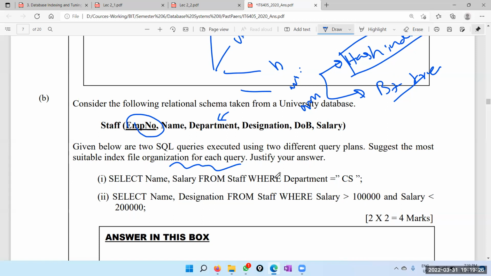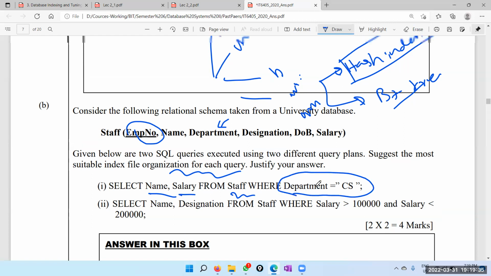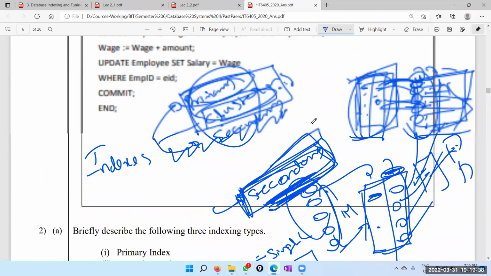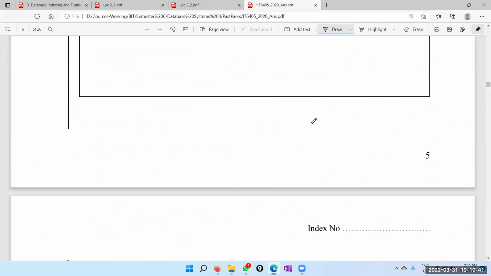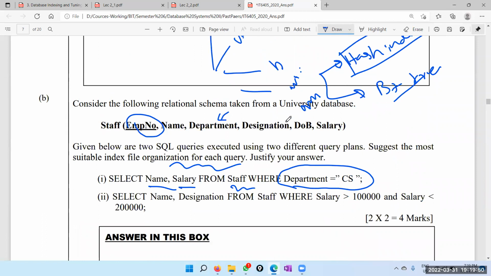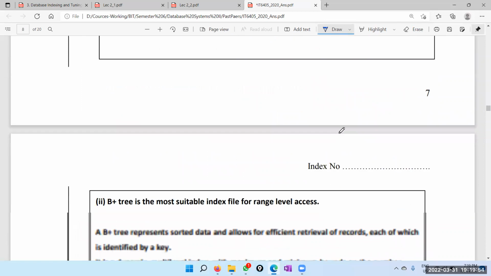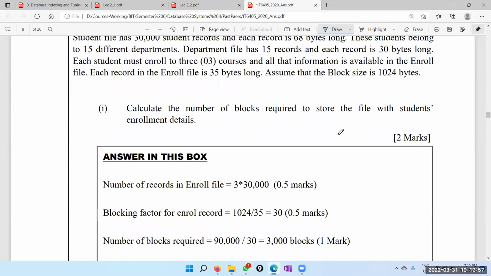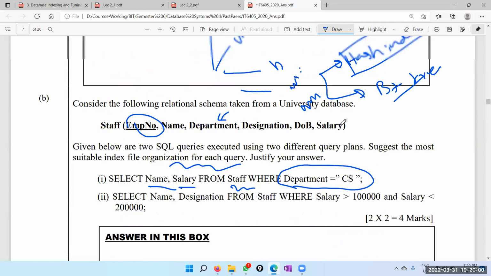First one, so it's two questions. Select name, salary from staff where department is computer science, or whatever, CS. Okay, so it's a staff table, and they are going to search it by computer science or CS. What do you think? So this is a very open question, right?